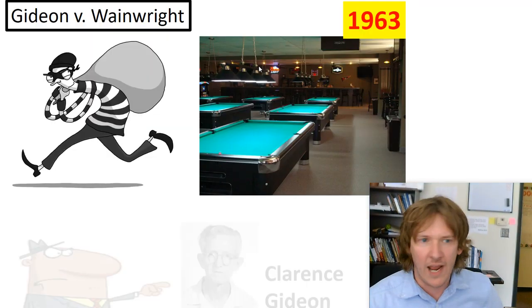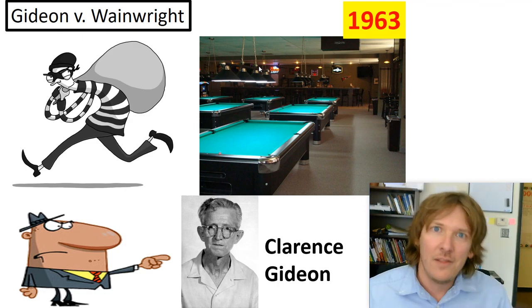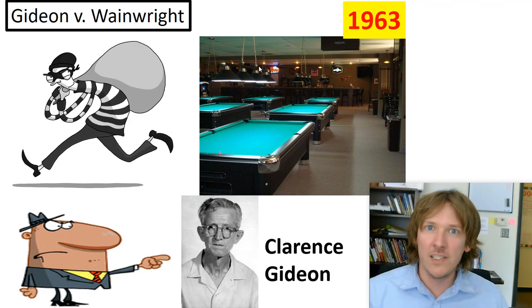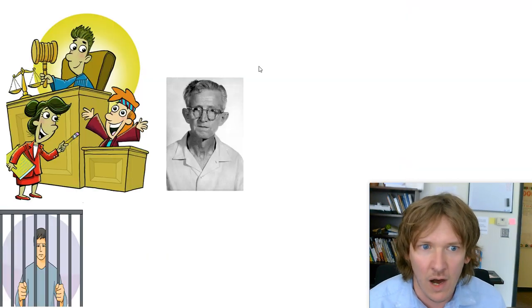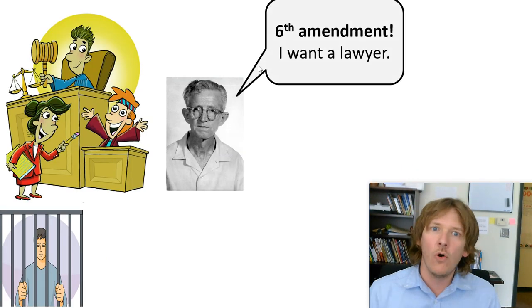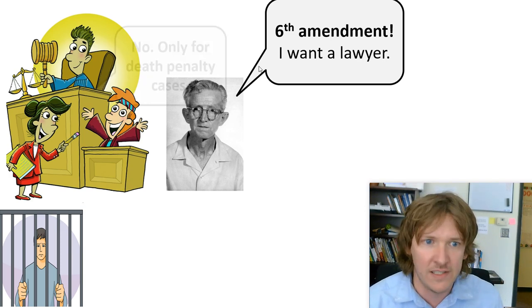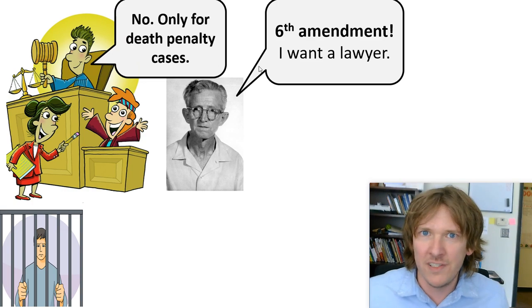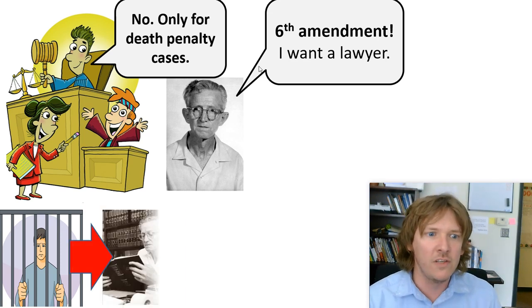So Gideon versus Wainwright. Gideon is basically a drunk, a troublemaker. That doesn't mean he did what he did. Either way, someone breaks into a pool hall and they find Gideon and they accuse him of it and they take him to court. And while he's in court, he says, hey, the Sixth Amendment says I get a lawyer. I need a lawyer to defend myself. And the court in Florida says, no, that's only for death penalty cases. That's only in case of murder do we give you a lawyer. You don't get a lawyer. So he's found guilty, goes to jail.